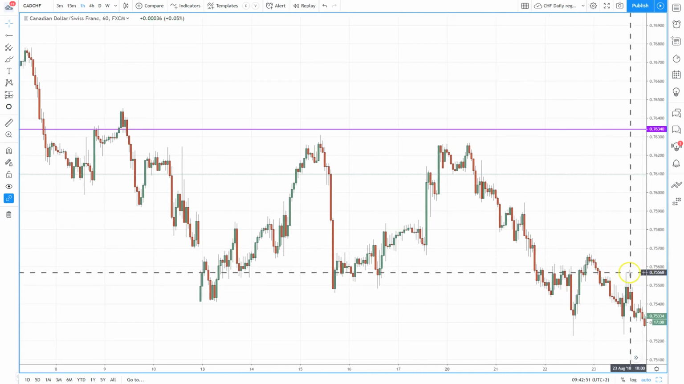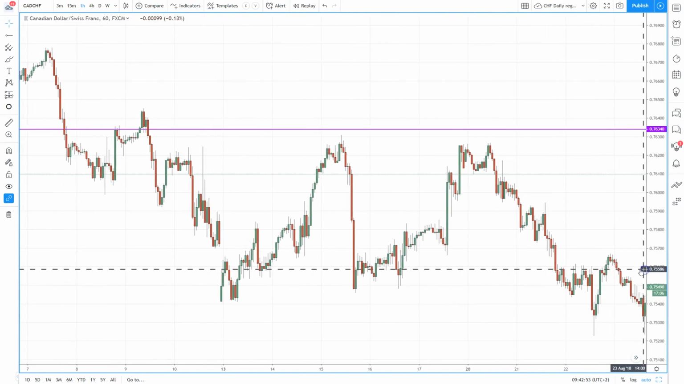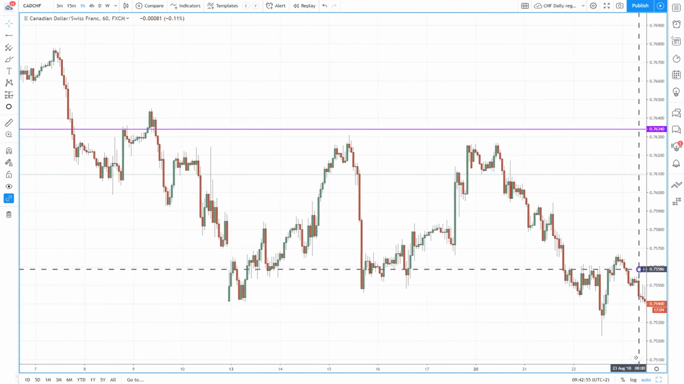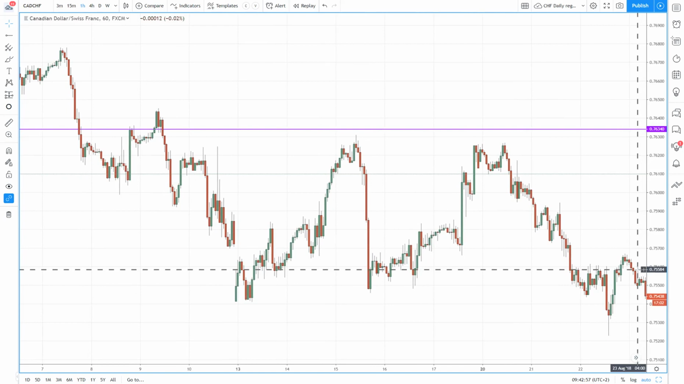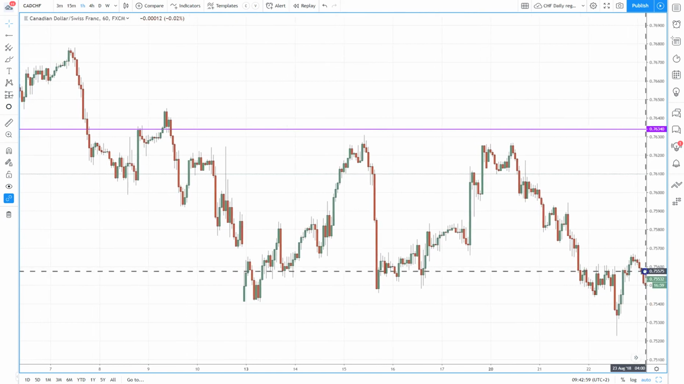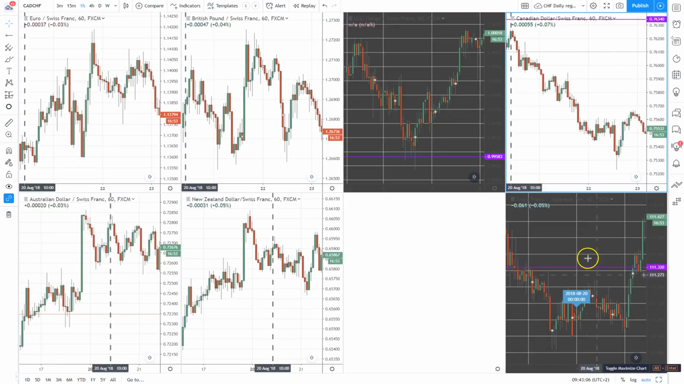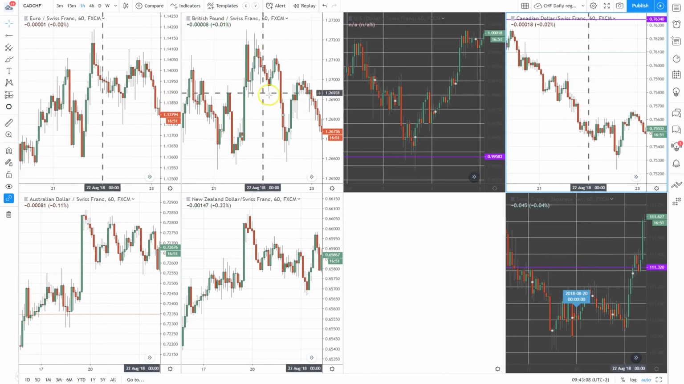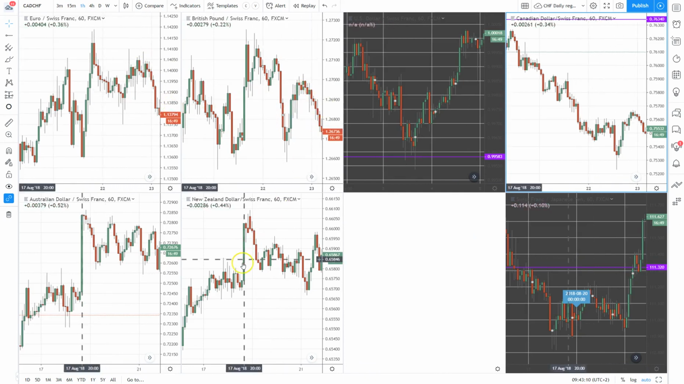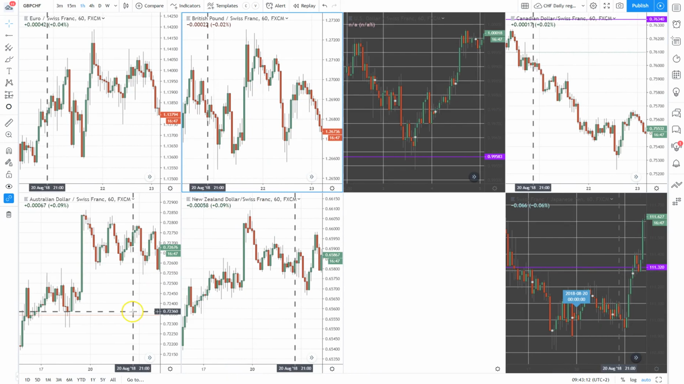Okay. So 23rd of August, 3 o'clock, we are there. Okay. So again, that nice little V coming down more or less. Same thing here, same thing on pound Swiss franc. So we're seeing something similar there.